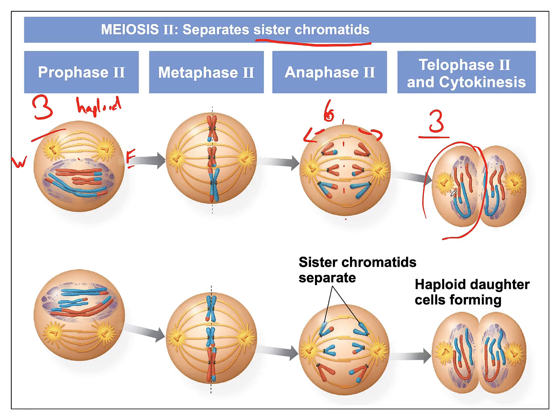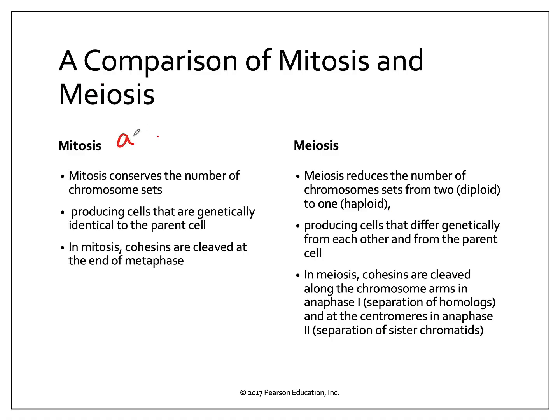So again, here the nucleus is going to reform, our spindle fibers disappear, we're going to go through cytokinesis, and then we will end up with 1, 2, 3, 4 haploid daughter cells between our asexual reproduction and our sexual reproduction. So mitosis conserves the number of chromosomes. This is going to make clones. Whereas meiosis cuts the number of chromosomes in half. We go from 2n to n, diploid to haploid.